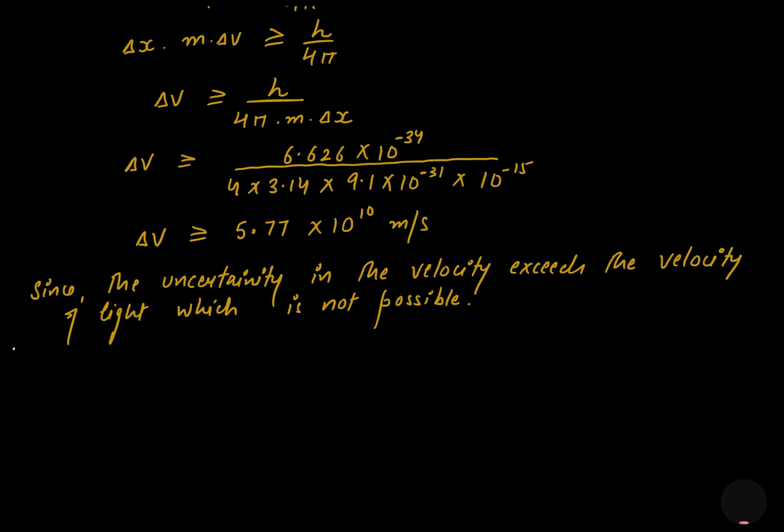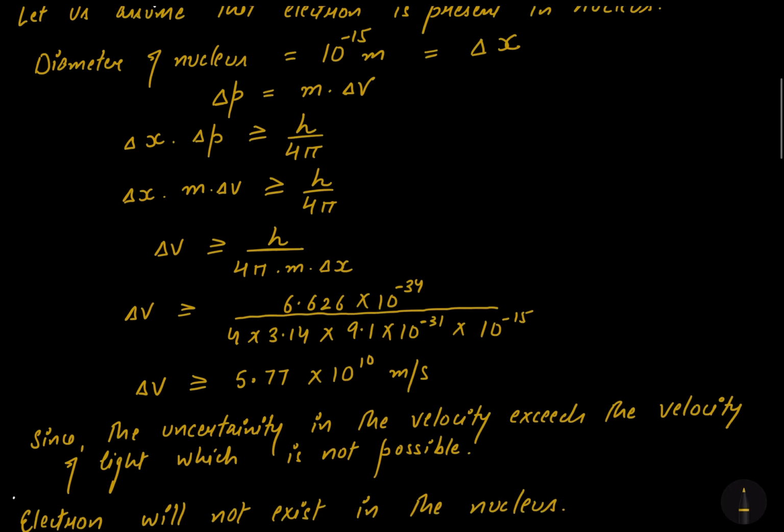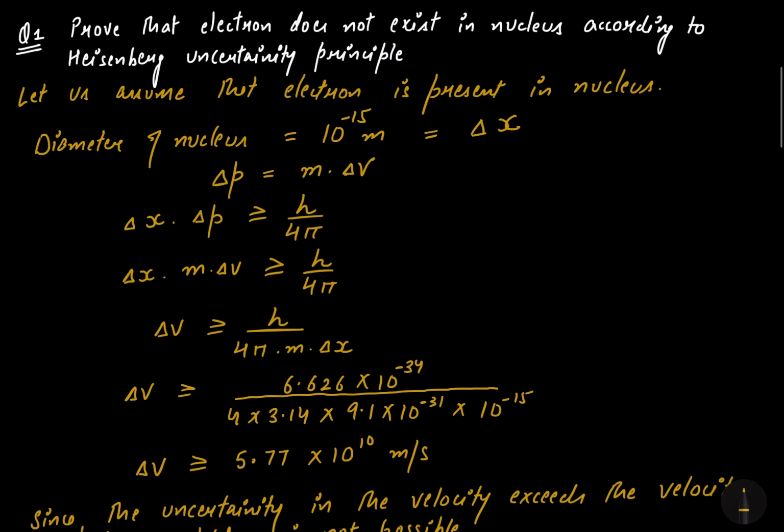So it proves that electron will not exist in the nucleus. So that was the first numerical. Please do have a look.